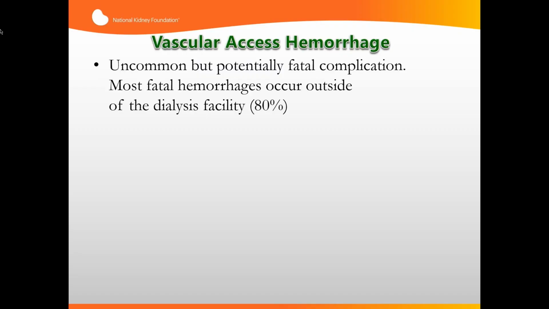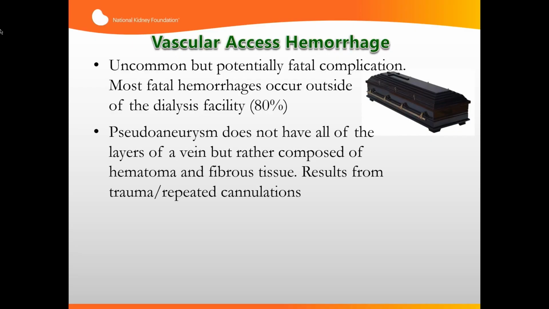All right, so the next situation that could occur is uncommon, but it's a potentially fatal complication. This is the vascular access hemorrhage. Most of it, unfortunately, occurs outside the dialysis facility. In fact, 80% of it occurs outside. There was one study where 88 deaths occurred between 2000 and 2007 in 58 dialysis units. The VA, the Veterans Administration, said this is a very common cause of bleeding in their situation. But when it does occur, it's very important that you educate your patient and your patient's caregiver.